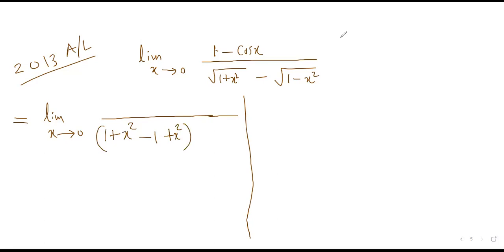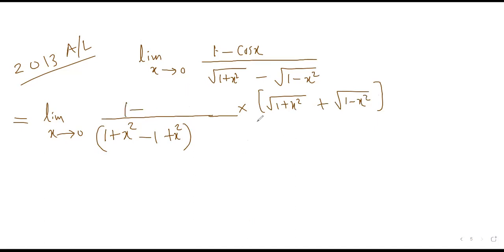Right. Then here also it should be multiplied by the conjugate: 1 plus x squared plus 1 minus x squared, like this. And if you multiply by the conjugate of 1 minus cos x also, that is going to be 1 plus cos x. Then this becomes 1 minus cos squared x.